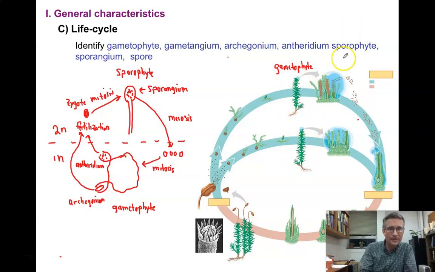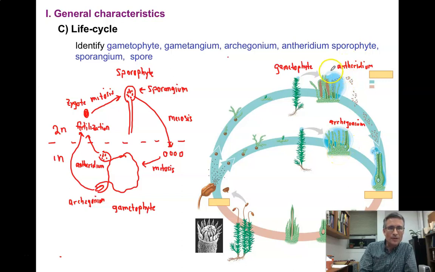And this gametophyte at its very tip over here is going to have a gametangium. Specifically, it's going to have an antheridium. And our antheridium, of course, is our sperm container. And you can see lots of sperm cells. On this branch of the gametophyte over here at the very top, we have our other gamete container. We have the archegonium. And our archegonium is our egg container.